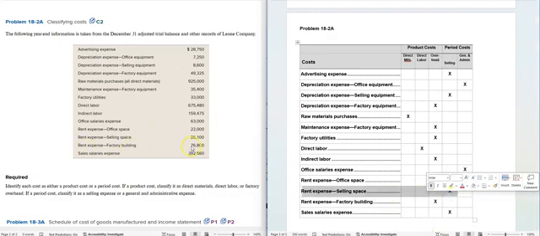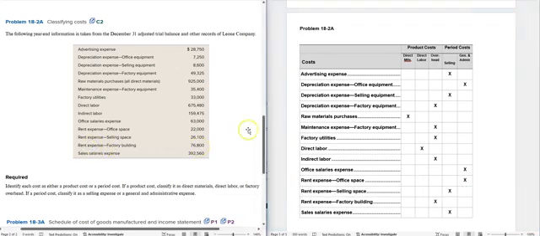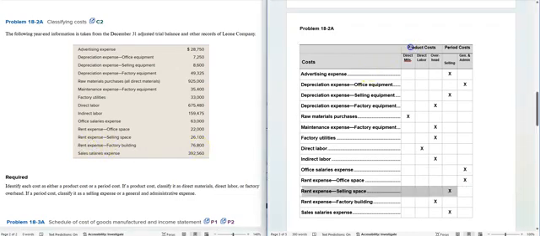Rent expense on the factory building, again, that is a cost associated with the factory where we are making the product. It is going to be a product cost, and the rent expense is not a direct material or a direct labor cost. It is an indirect cost of making the product. So it will be classified as an overhead cost.